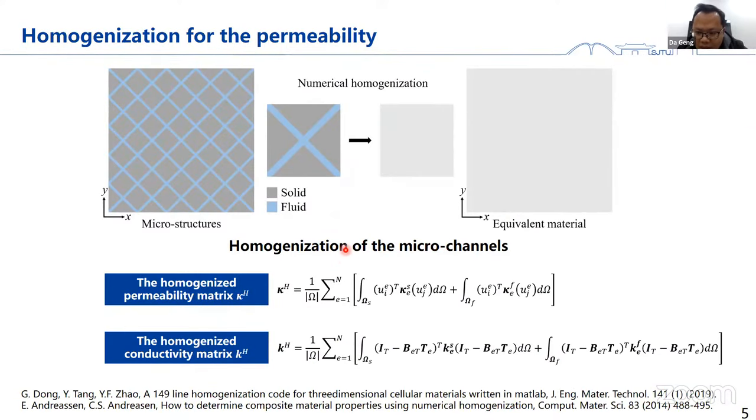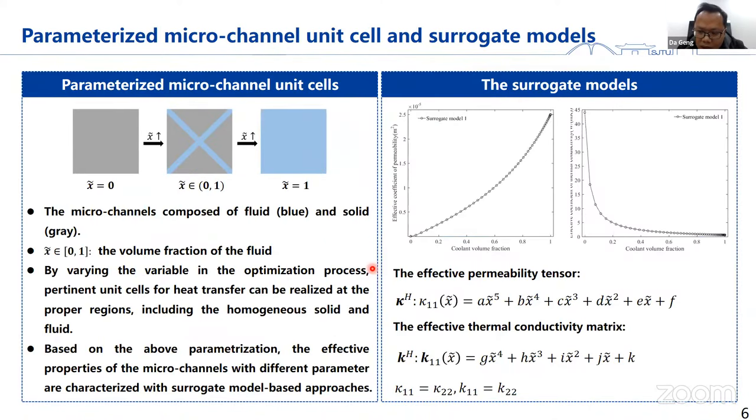It can be seen that the multiscale channels contain a lot of tiny features. To avoid the low iteration efficiency due to a large number of finite elements, numerical homogenization is used to predict the equivalent properties of the micro channel unit cell. However, if the equivalent properties of micro channels are predicted during topology optimization, the calculation amount is still large.